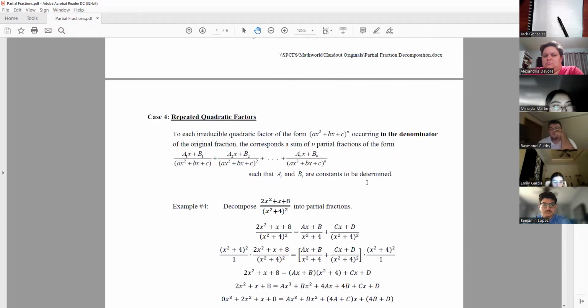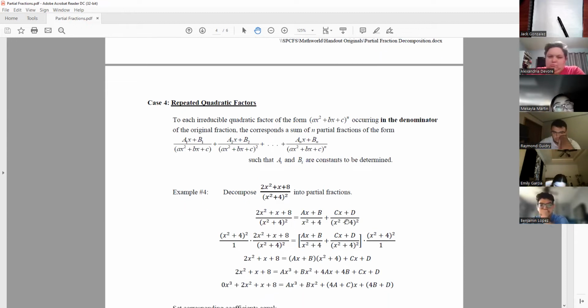Case 4. When you repeat quadratic factors, this is basically combining rules 2 and 3 at the same time. Notice how they're going up to 2. So here's the 1 and then the 2. But they're both factors that cannot be factored any further. It's a quadratic type. So you do ax plus b for the first one, and then you go cx plus d for the next one. So that is the setup.